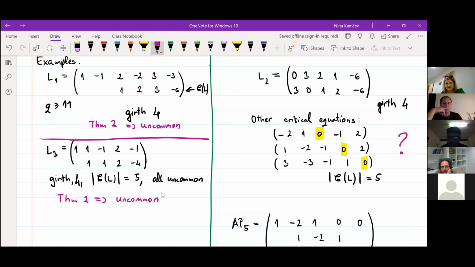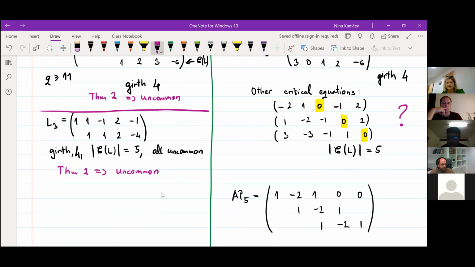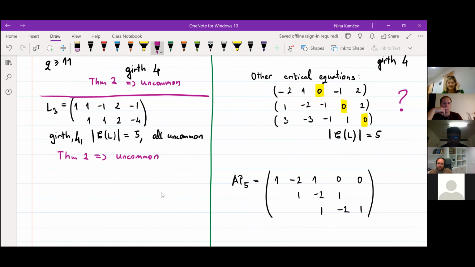And there's one final example, just in case you still didn't get a feel for these things. Here's an example of a 5-term arithmetic progression. This system has girth 3. So that's odd girth. So our theorem doesn't a priori apply to this system. However, we've seen earlier in the talk that this system is also uncommon. Okay, so that was the statement of our theorem.